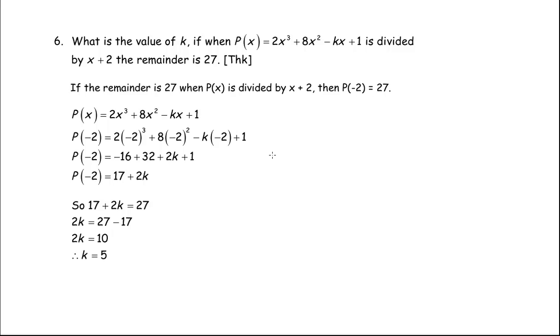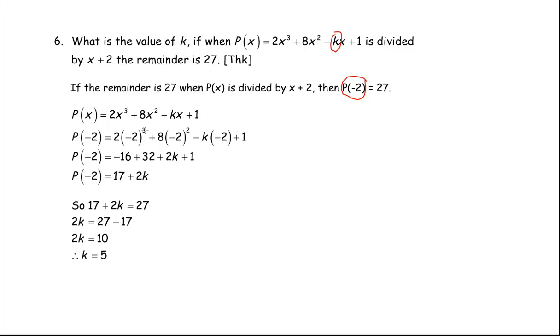For number 6, it says, what is the value of k if this polynomial, notice the k right here, when it's divided by x plus 2, the remainder is 27. So that last part says if the remainder is 27 when the polynomial is divided by x plus 2, that would mean that the polynomial's value at negative 2 would be 27. So let's find what p of negative 2 is. In this polynomial, let's put negative 2 in place of x, and of course multiplied by the k as well.